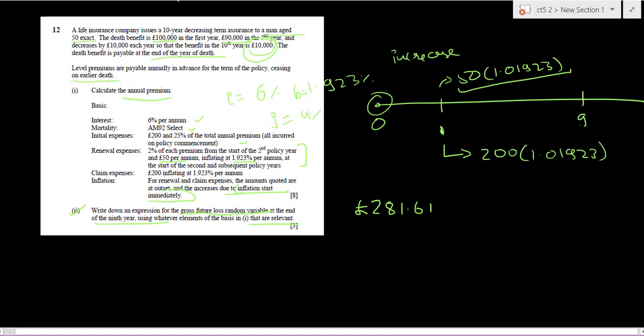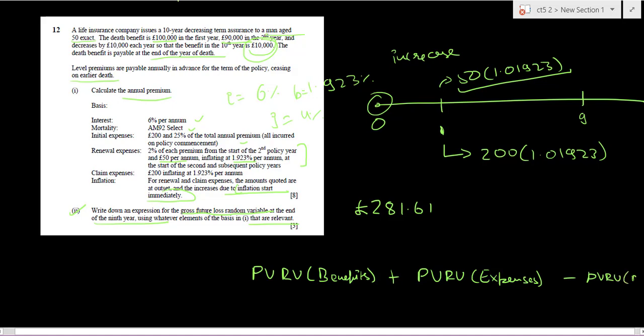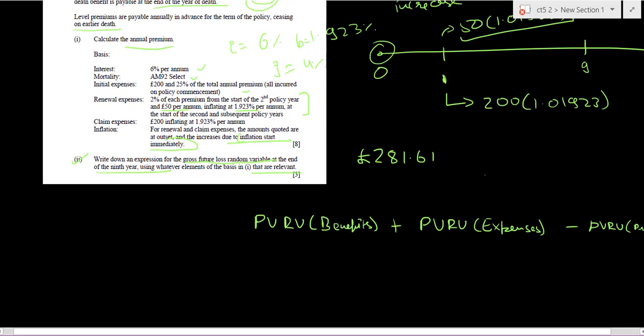So that is at time 9, right? Because the first year's end is time 1, so the ninth year's end would be time 9, right? And at this point of time you'll be taking the present value random variable of the future benefits, and from it you'll be adding the present value random variable for the expenses, and deducting from it the present value random variable of the premiums. Okay, so that's how you actually do it.